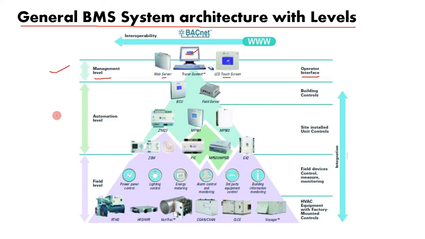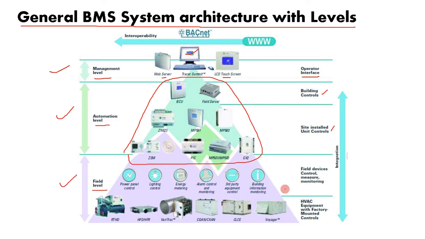And the next level is the automation level. In the automation level, the BMS router and other main controllers are connected in the building network to integrate the third party systems and connect BMS devices. And the last level is the field device level. This is the level where BMS controllers connect to field systems, sensors, actuators and other panel circuits to monitor and control.